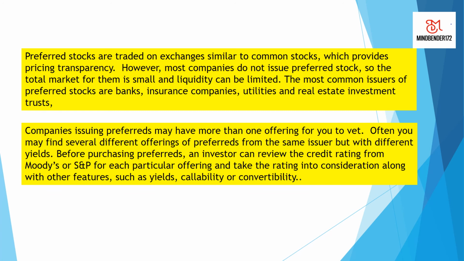Continuing with our characteristics now, preferred stocks are traded on the stock exchanges similar to common stocks, which provides pricing transparency. However, most companies do not issue preferred stock because they are expensive and risky also. The total market for them is small and liquidity can be limited. The most common issuers of preferred stocks are banks, insurance companies, utility companies, and real estate investment companies.